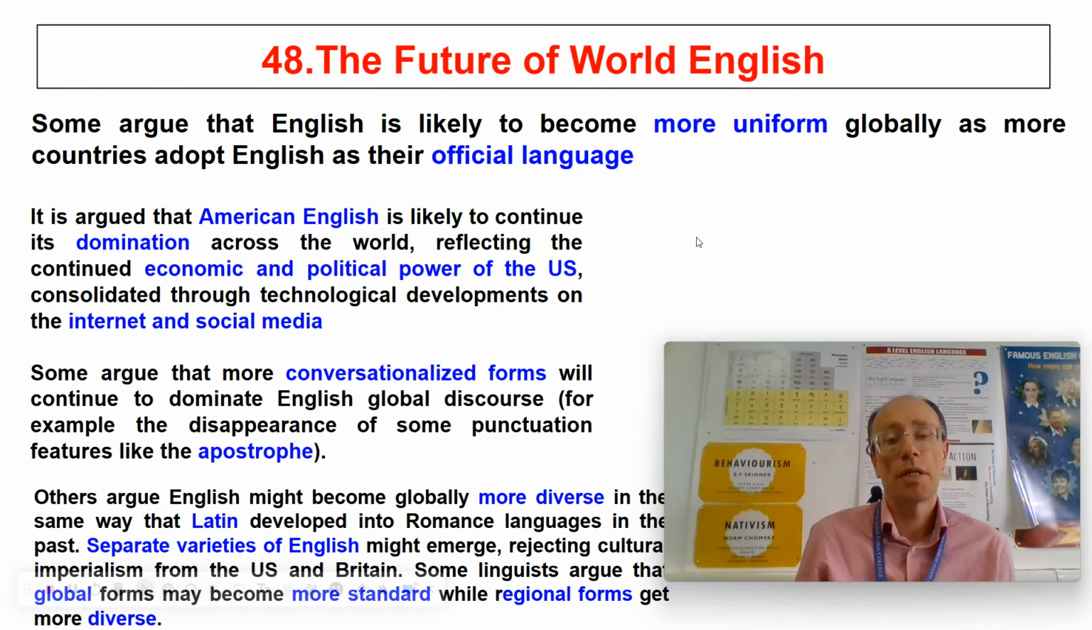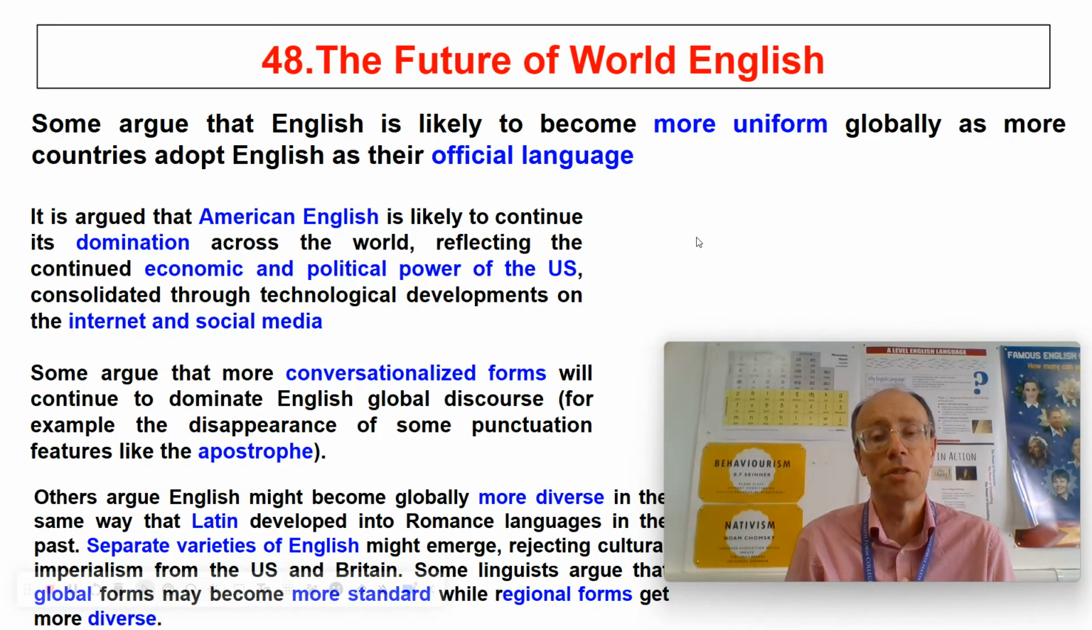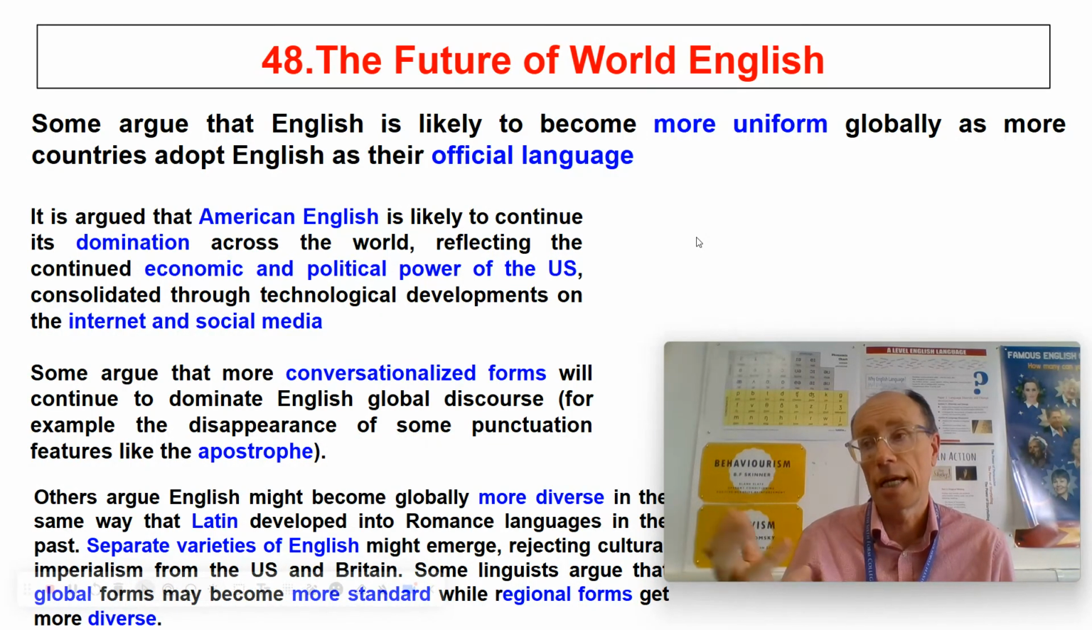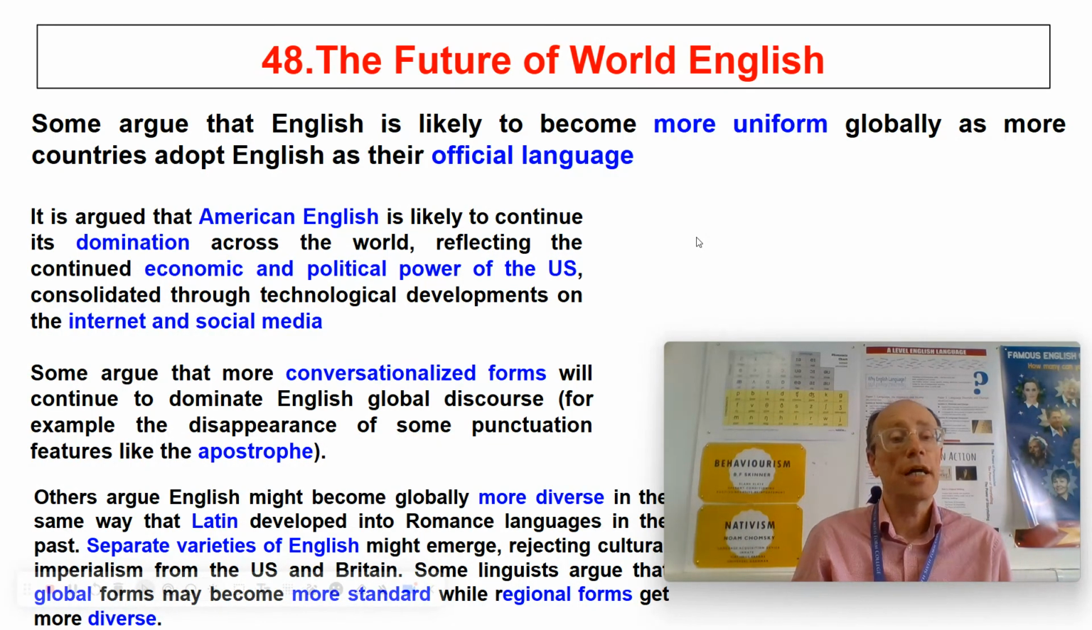Latin did, and developed into Romance languages in the past, spawning into languages like Romanian and Italian and Spanish and French. So actually English might not become more standardized, it might go the other way. It might become more diverse. So you might get these separate varieties of English which emerge, and this might be through rejecting the cultural imperialism of the Western world, of the US and Britain.